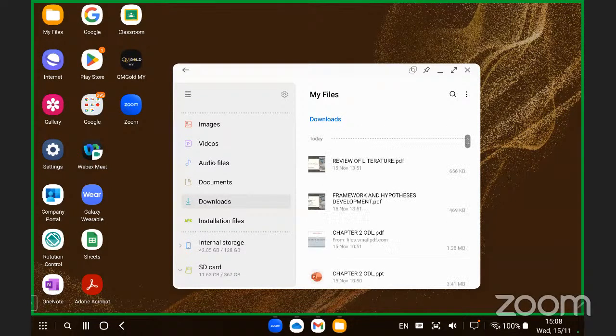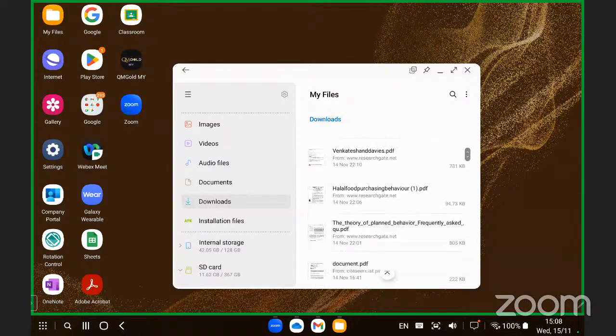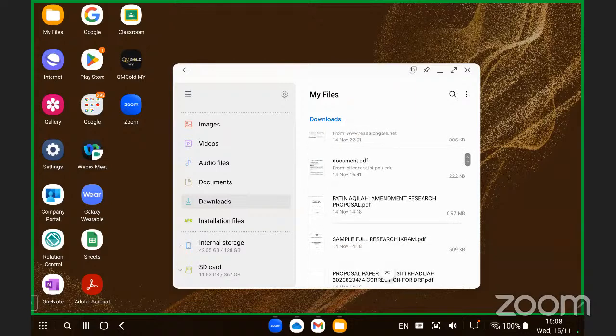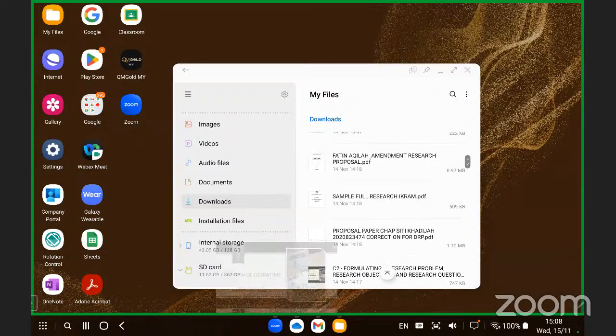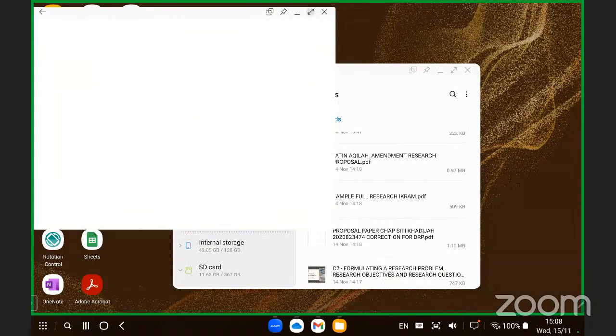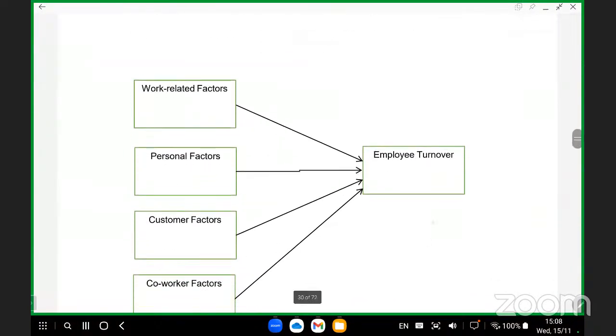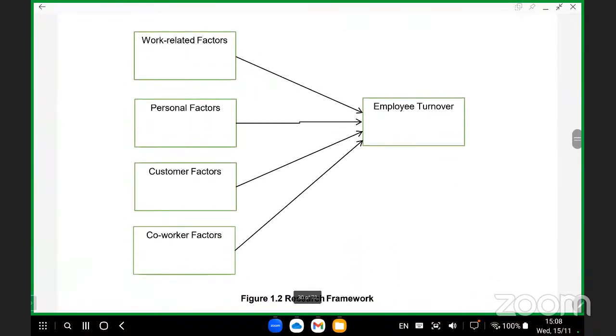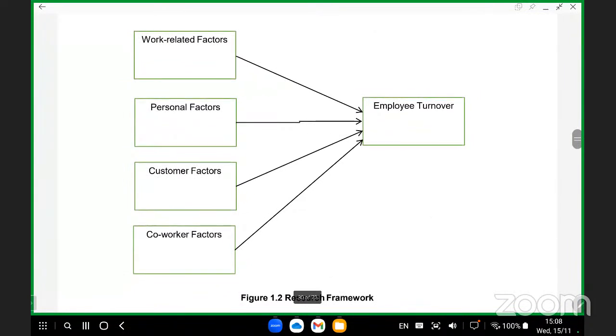Where did I put this? I already got it here. Sample. So, I said yesterday, boleh nampak ya gambaran ini? Can you see this screen? Nampak Bu. Alright, okay.